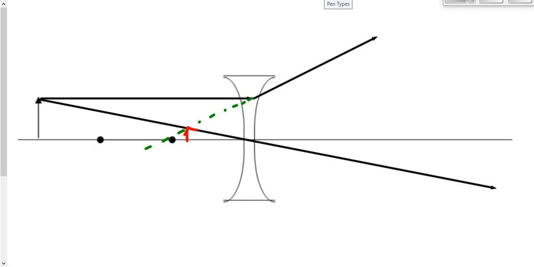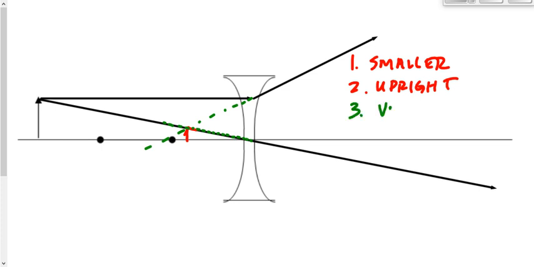What are the characteristics of this one? Larger, smaller, same size. Smaller. The image is smaller. Is it right side up or upside down? Upright, right? It's right side up. Is it real or virtual? Solid lines intersect, it's real. Dotted lines intersect, it's virtual. We've got a solid and a dotted here, right? Not really, actually. We have two dotted lines, because if we have the extension of that first ray, and if we extend that second ray back, then it ends up being two dotted lines that intersect, and we end up saying it's a virtual image.